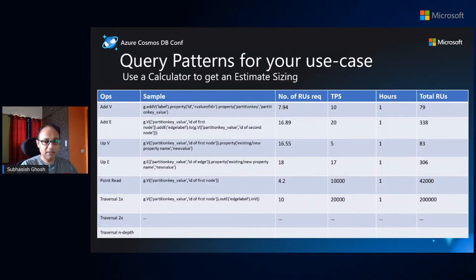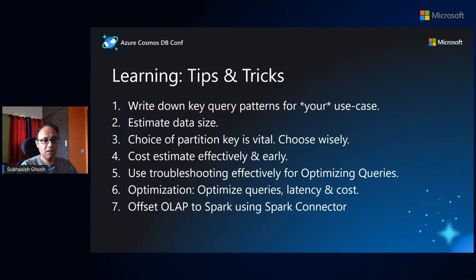That's also one of the tips or design decisions, which is the last slide I have, covering some of the key learnings that we optimized for and picked up as we built the use case. We wrote down the key query patterns, we effectively estimated data size, we chose the partition key effectively, we did a couple of pilots, we estimated effectively and early, which is very important, and then eventually optimized for query latency and cost. And if there were large volume OLAP workloads, then it's always good to offload that to Spark using the Spark connector and process it there. That's something you should be aware of and take away from here.